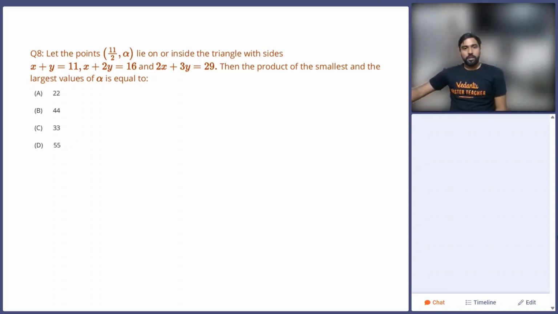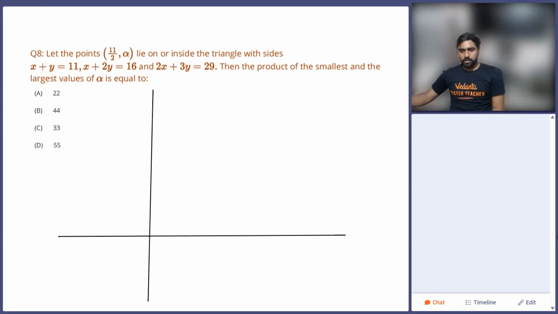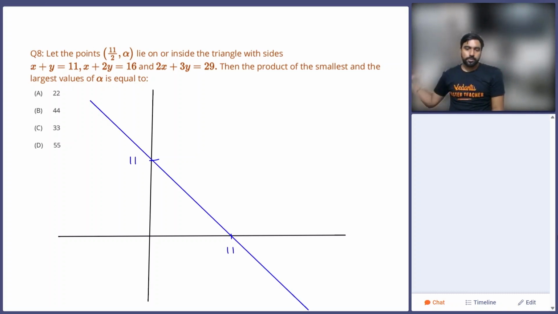The points (11 by 2, alpha) lie on or inside the triangle with the following sides. Okay, so this is again a geometry question. We will need to draw the region. So the first line is x plus y equals 11. So x plus y equals 11 looks something like this. There's one 11, there's another 11, and this right here is x plus y equals 11.